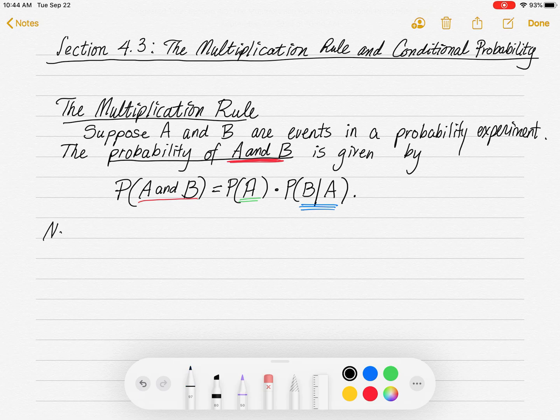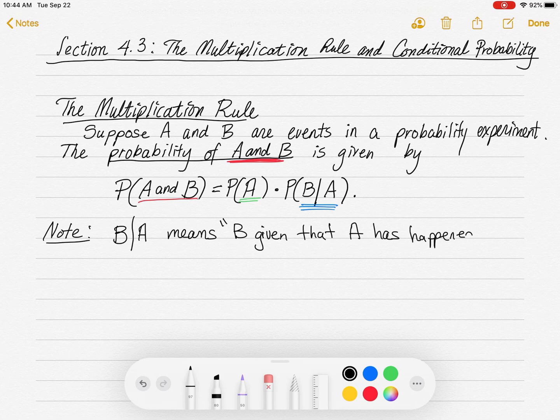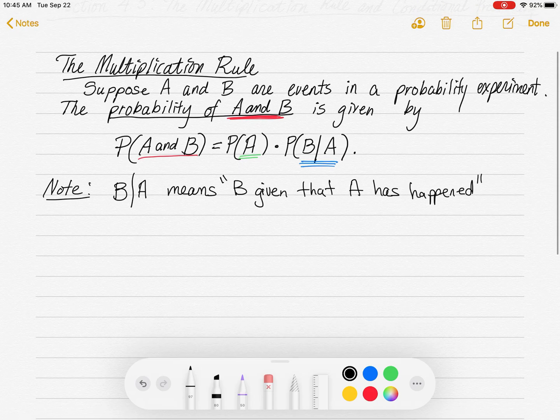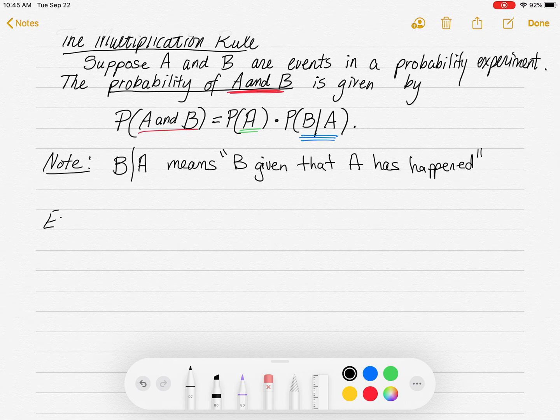So a little note here. When you see that, B vertical bar A, that's the one we underlined in blue, that means B given that A has happened. So you're given some information, that is, A has already happened. Okay. So let's actually do some examples where we use the multiplication rule.